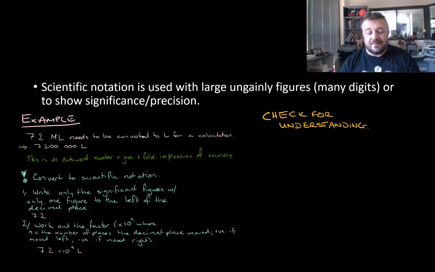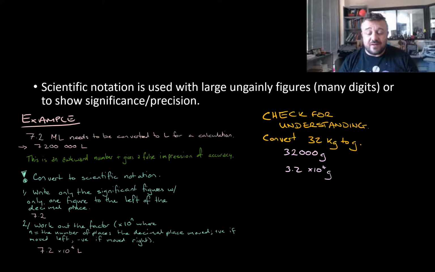So let's check our understanding here. First off, we want to convert 32 kilograms to grams. First thing we do is write down the whole number in grams. It's a big number. Then we write down just our significant figures, which would be 3.2, and then it's times 10 to the 4, because 1, 2, 3, 4. Now this is a bit trickier than the last one because we've gone from 32 to 3.2. Often when people say kilogram, they go, oh, cool, that means 10 to the power 3, because if it was in kilograms, it would be 1, 2, 3. But remember, we're going to grams, so 3.2 times 10 to the power 4.